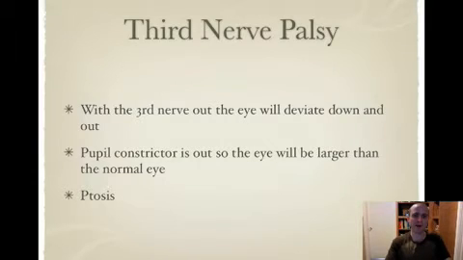With the third nerve out, therefore, the eye will deviate down and out. It's down and out, lateral, and it deviates inferiorly because of that leftover lateral rectus and superior oblique that bring it down and to the side. The pupillary constrictor is out, so the pupil will be large, and the levator palpebrae will be out, so you'll have ptosis. So ptosis, large pupil, and down and out with the eye.